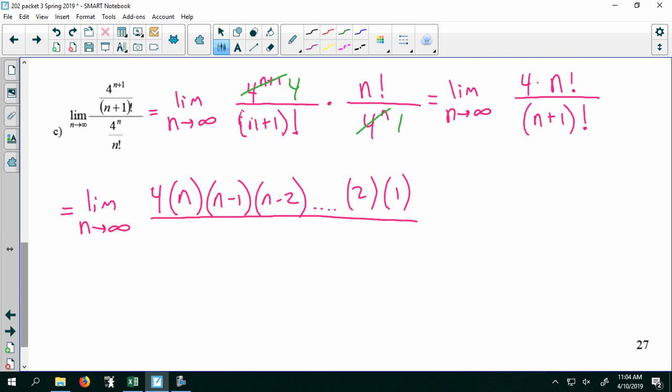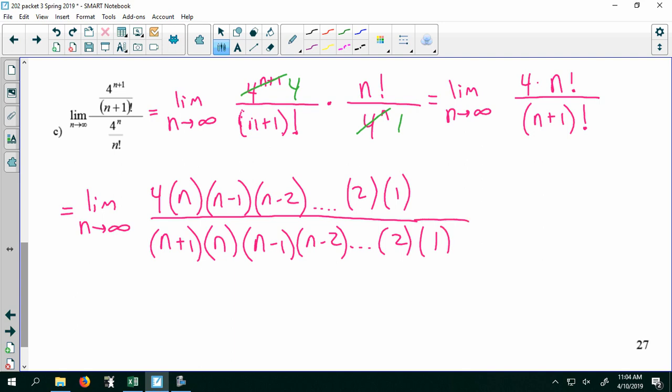And then n plus 1 factorial, you start with n plus 1. What's 1 less than n plus 1? N. And then 1 less than that is n minus 1, n minus 2. Keep going until you do times 2 times 1. Now I'm going to cancel common factors. N, n minus 1, n minus 1, n minus 2, n minus 2. 2 and 1, 2 and 1. So this is the limit as n goes to infinity of 4 over n plus 1.